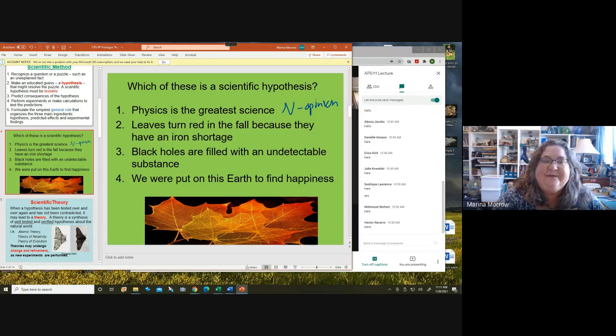Okay, so let's look at number 2. Leaves turn red in the fall because they have an iron shortage. Okay, that could be a scientific hypothesis, right? So it could be a scientific hypothesis because it's something that we can test. Now, as it turns out, that is not why leaves turn red in the fall. So that's okay. A hypothesis can be wrong.